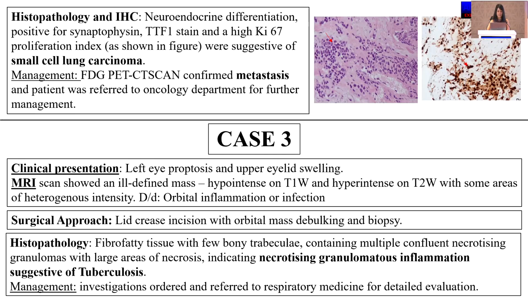In case 3, a 62-year-old female presented with left eye proptosis and upper eyelid swelling. MRI showed an ill-defined mass, leading to a differential of orbital inflammation or infection. A lid crease incision was given and orbital mass debulking was done, and histopathology was suggestive of necrotizing granulomatous inflammation, suggestive of tuberculosis, and the patient was referred to chest medicine.